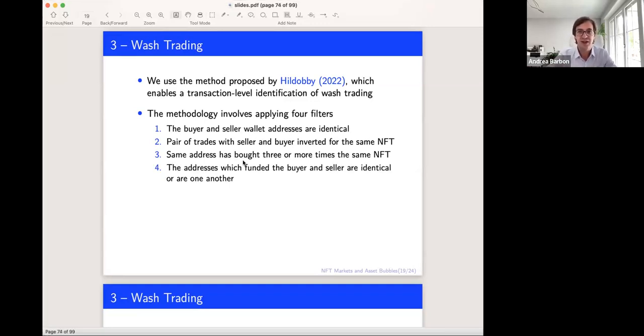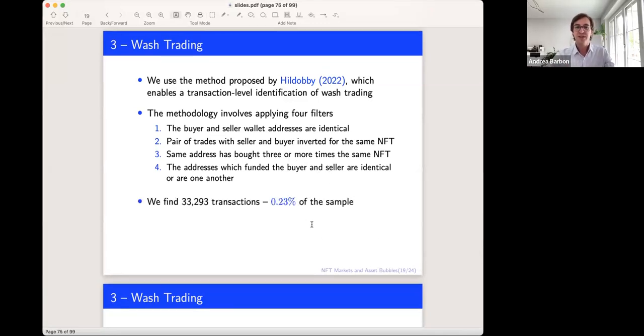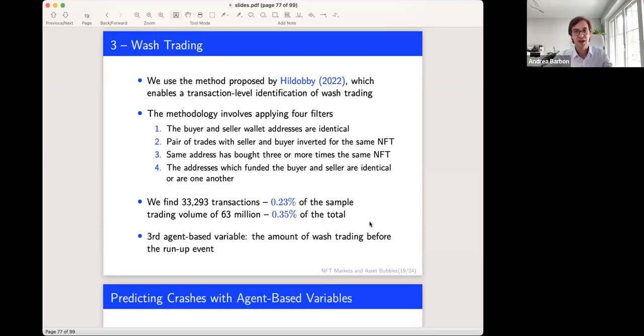And lastly, it could be that the buyer and seller are different, but there is a third wallet which is funding both of them. So that's an indication that those 2 wallets actually belong to the same person. By applying this algorithm in our sample, we find that a very, very small fraction of transactions is marked as wash trading, 0.23%. And the trading volume of those transactions is actually pretty small with respect to the total.